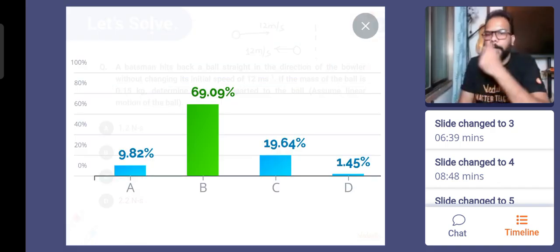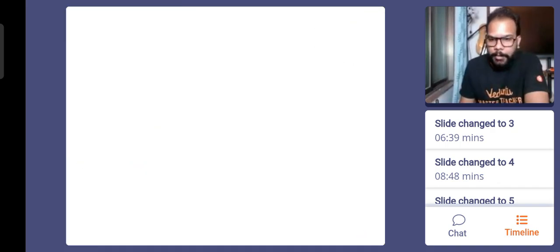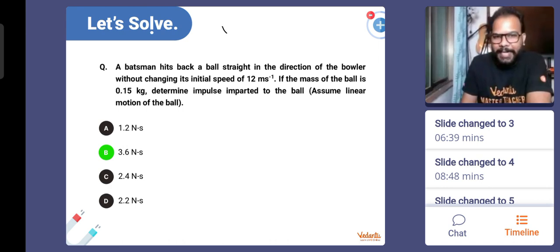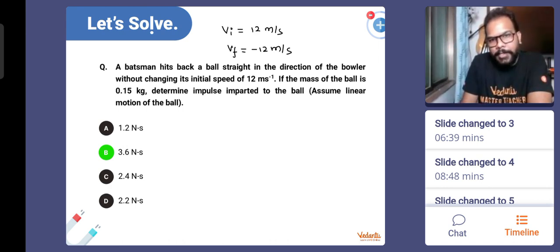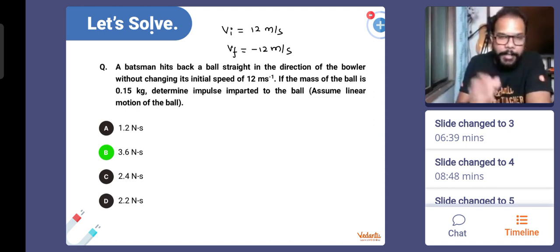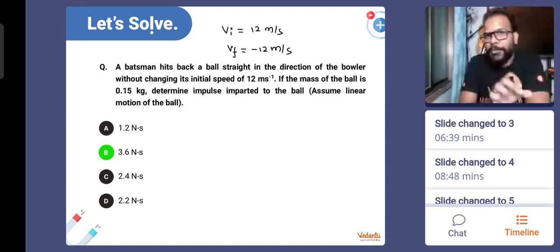Well done, very good, guys. The correct answer to the question is 3.6 Newton second. So if I take the initial velocity to be 12 meters per second and take final velocity to be minus 12 meters per second, this time I'm doing just opposite. I'm taking final velocity negative. So finally the vector will look negative, but the question has given us options which are only magnitude. All the options are positive. That means only magnitude has been talked about.